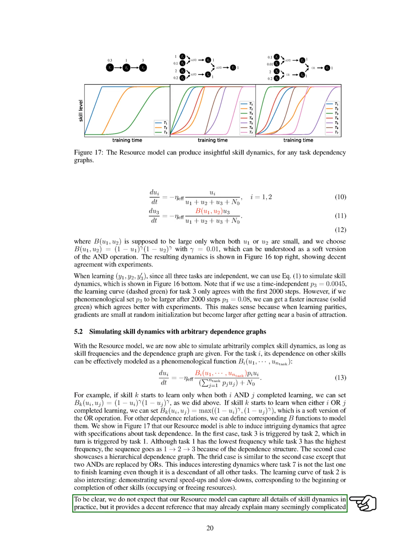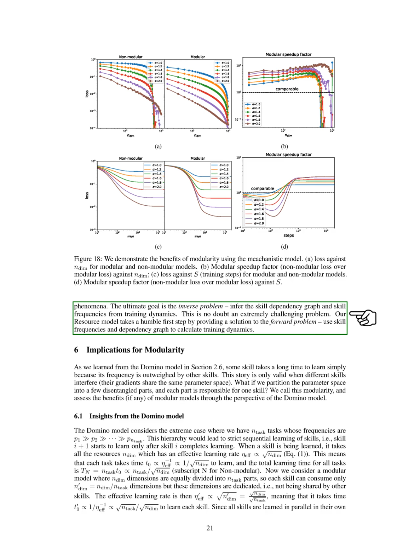We acknowledge that our resource model may not capture every detail of skill dynamics in real-world scenarios, but it serves as a useful reference for explaining many complex phenomena. Our ultimate aim is to tackle the inverse problem, deducing the skill dependency graph and frequencies from training dynamics, which is a challenging task. Our model takes an initial step by addressing the forward problem, using the given skill frequencies and dependency graph to predict training dynamics.